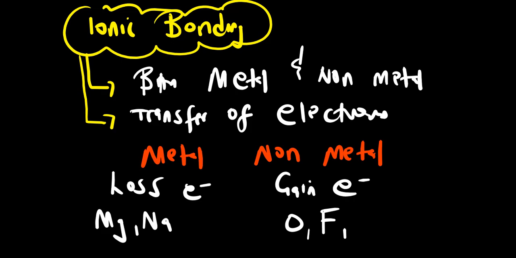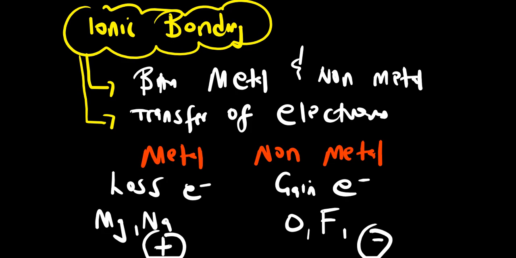So metals tend to lose electrons. And when you lose something that is negative, what do you become? You become positive, right? Non-metals tend to gain electrons. When you gain something that is negative, you become negative. So these will be the charges.